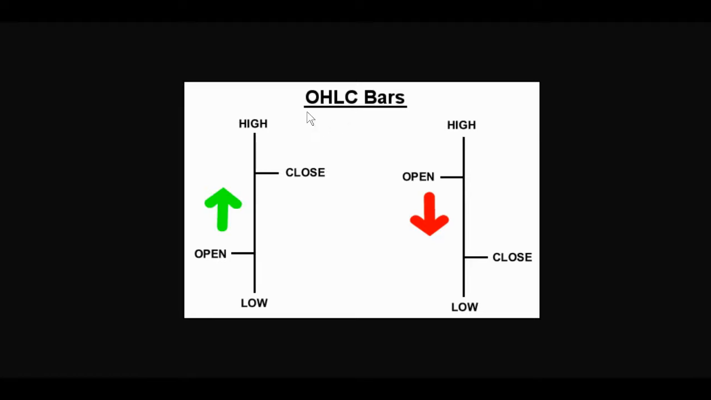In other words, the open: where did the price start during that period? The close: where did it end? The high: how high did the price go during that time frame? The L, the low: how low did it go during that period of time? Well, Japanese candlesticks tell you those four pieces of information. So do the OHLC bars, all right? But they're a little bit different just in the way they present these four pieces of information visually.